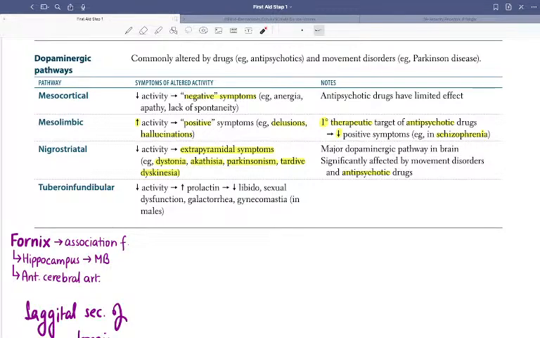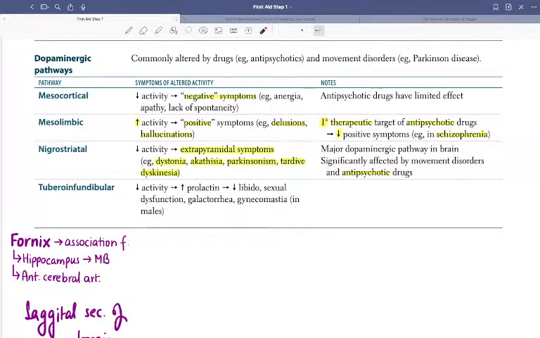So basically now you can correlate this. All these features of the nigrostriatal pathway happen in Parkinsonism, but they will also happen with haloperidol and chlorpromazine, all the typical antipsychotics, especially the high potency antipsychotics, which decrease the action of all these. So that is very understandable.